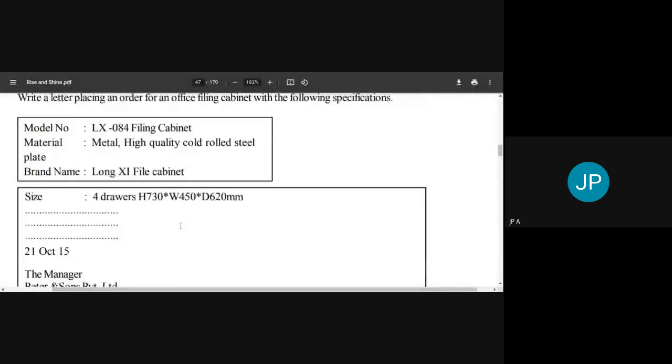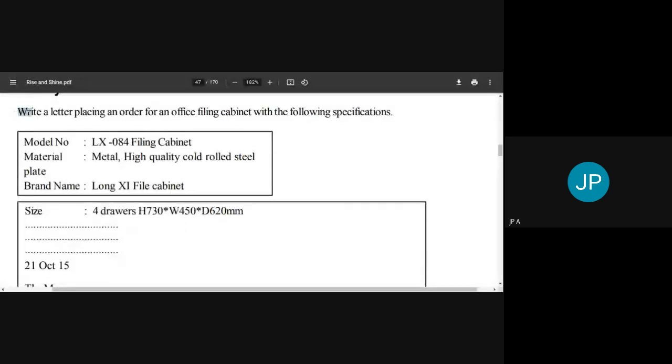What will be the subject line? So if you look at the question, you can understand the subject line also. How will you write the subject line? You will write the subject line like this. Write SUB and put a colon. Then order for an office filing cabinet. Okay. So I have typed it in the chat box. You can see that. That will be my subject line here.